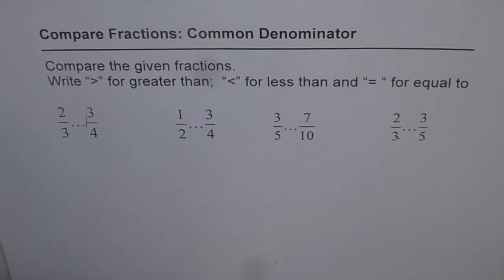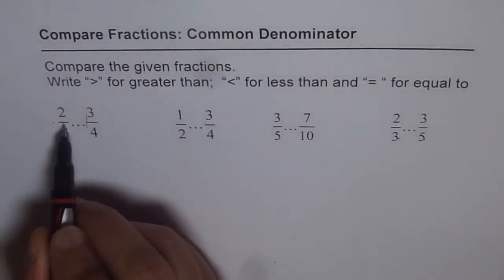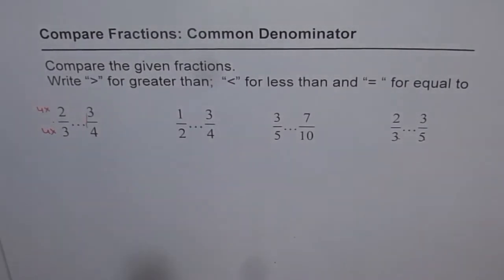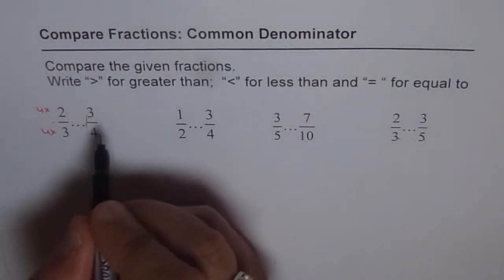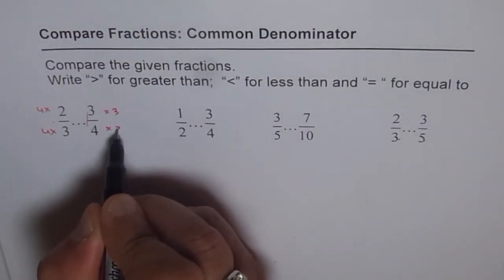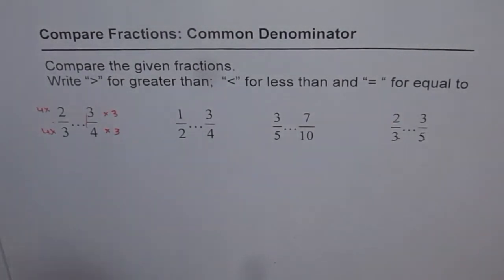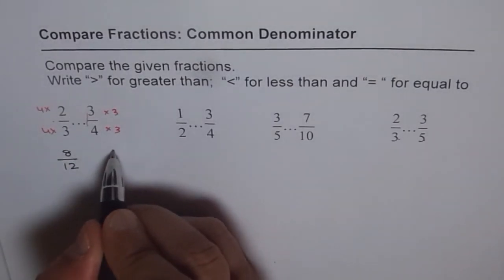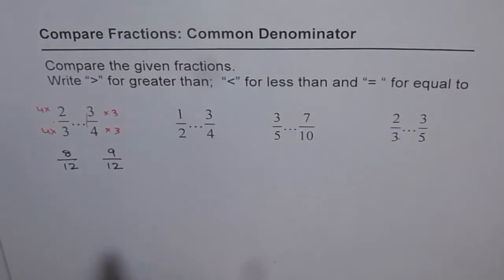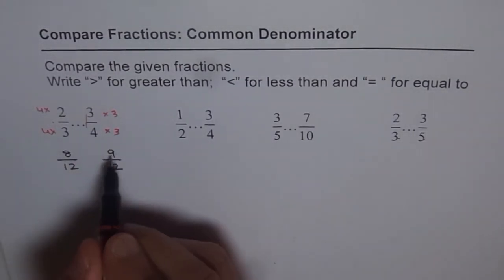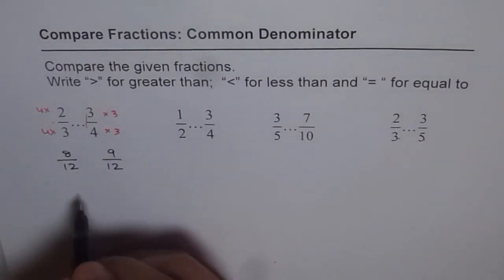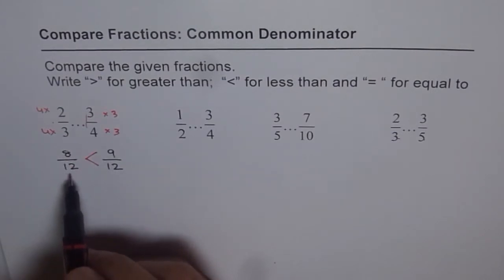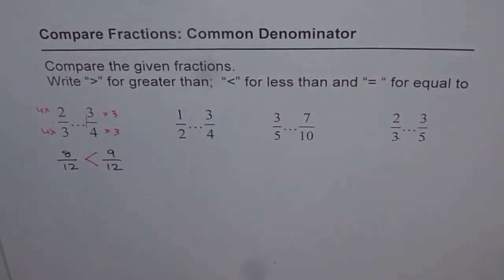So in the first case, we decided that we need to multiply the first part by 4. So both numerator and denominator should be multiplied by 4. And the second part should be multiplied by 3, right? And then we get equivalent fractions. 4 times 2 is 8, 3 times 4 is 12. In this case, 3 times 3 is 9, 4 times 3 is 12. And now you compare numerators. 9 is greater than 8, or you can say 8 is less than 9. So we get a symbol here. 8 is less than 9, therefore 8 over 12 is less than 9 over 12, right?